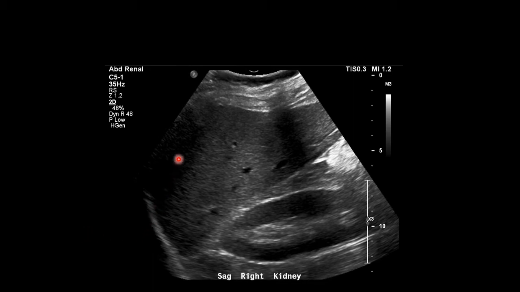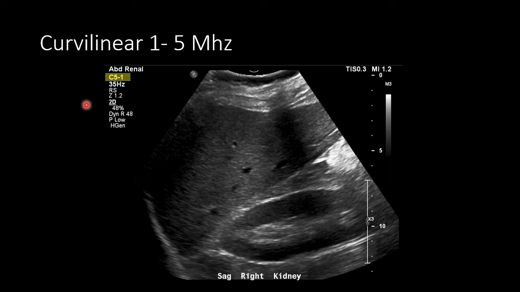When we look at this image and we want to know what type of transducer was used to generate this image, we can look at the notation provided here, typically in that left upper corner, and we see C5:1. This notation may be different on different machines from different vendors, but in this case, the C refers to a curvilinear probe, and the 5:1 means that it has a range of 5 megahertz to 1 megahertz. So that provides us with the type of transducer that was used to generate this image.